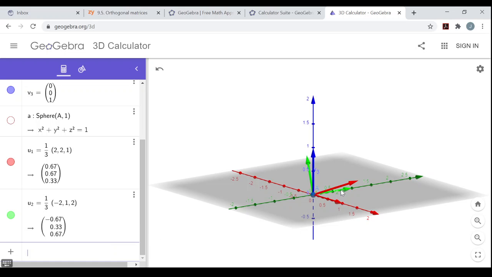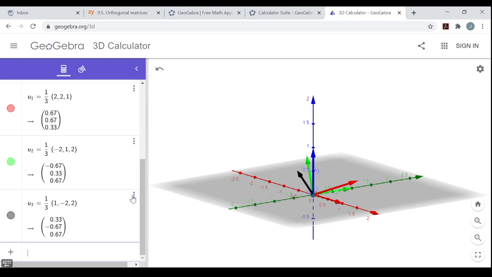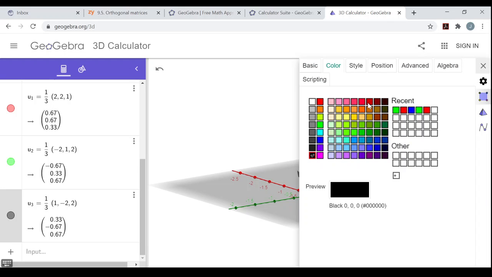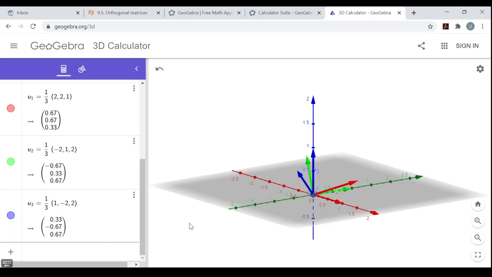So red maps to red, green maps to green, and then the blue vector 0, 0, 1 from the standard basis would map to vector U3, which was 1/3, -2/3, 2/3. So that's 1/3 times the vector 1, -2, 2. And again, I'll color this blue because that's where the blue vector maps to. And what you're going to see is that these three vectors, red mapping to red, green mapping to green, blue.